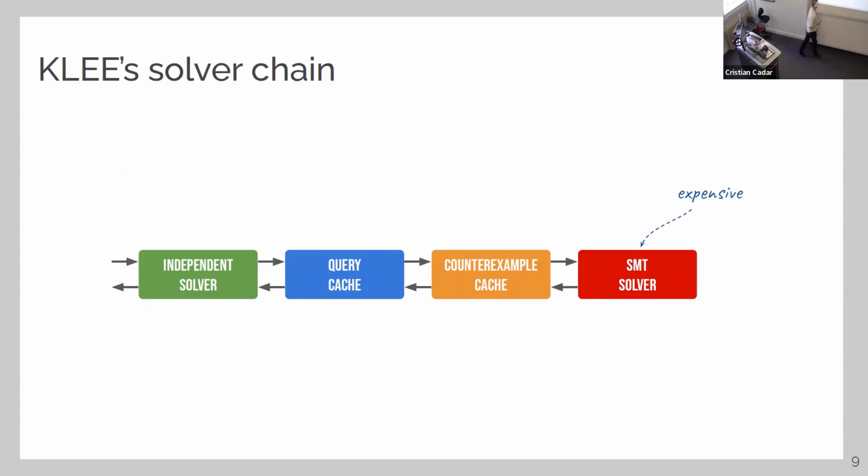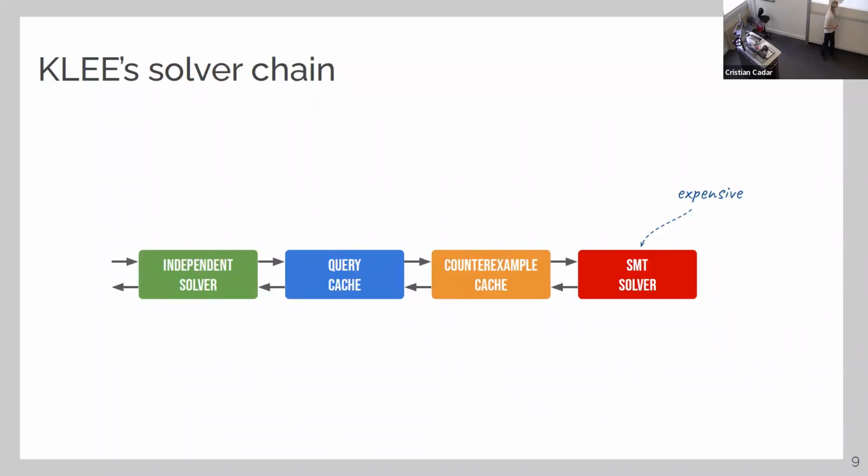KLEE itself doesn't talk directly to an SMT solver like Z3 or STP, right? We have some stages before. The independent solver removes all the stuff that we don't need to solve a specific query. Let's say we solve for A less than B, then we remove everything related to C if there's no closure. Then we have a simple query cache that just takes a query and maps it to feasible or infeasible.